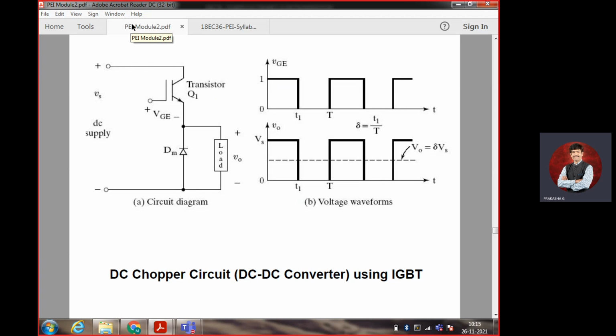Which type of transistor? There are varieties of transistors available. We have UJT, BJT, IGBT, MOSFET, and SIT. But in general, I am not going to use the unijunction transistor. I will be using the bipolar junction transistor. I may also use the IGBT, the insulated gate bipolar junction transistor.